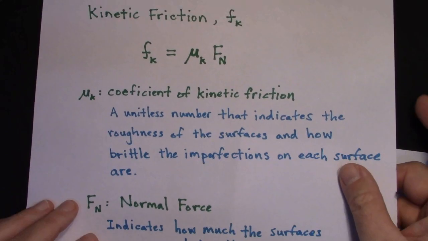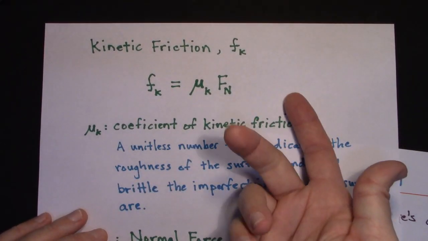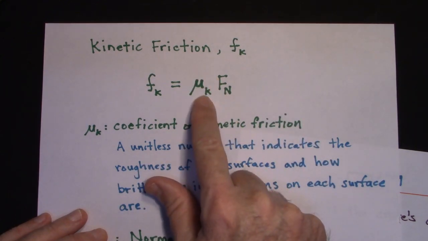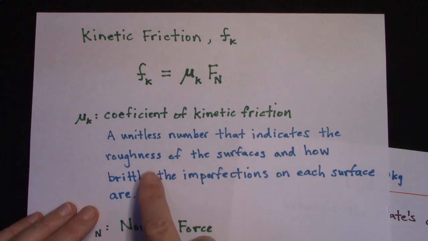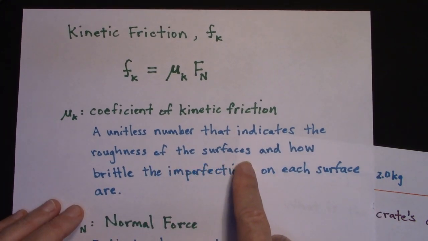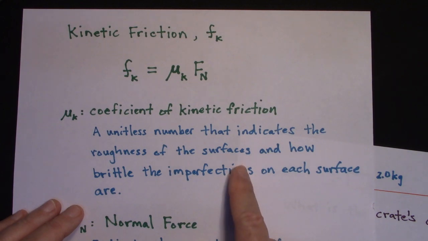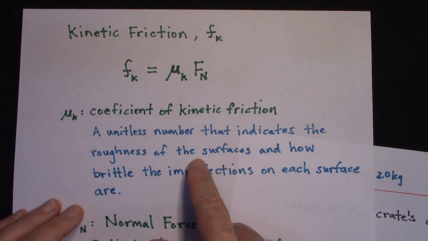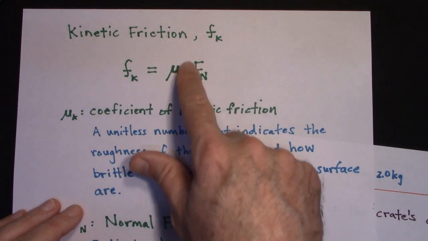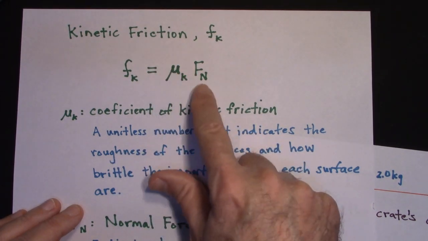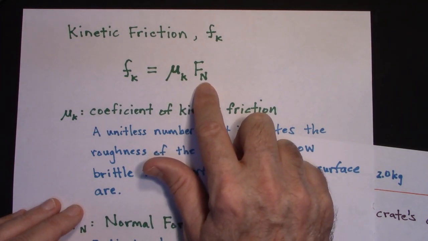This equation is going to say that to find the force of kinetic friction, it's only two things. It's the coefficient of friction, a unitless number that indicates how rough the two surfaces are and how brittle they are. So the rougher the surface and the less apt the nooks and crannies are to break, the bigger this is going to be. And then this is multiplied by a normal force because it's how much it's squished together.